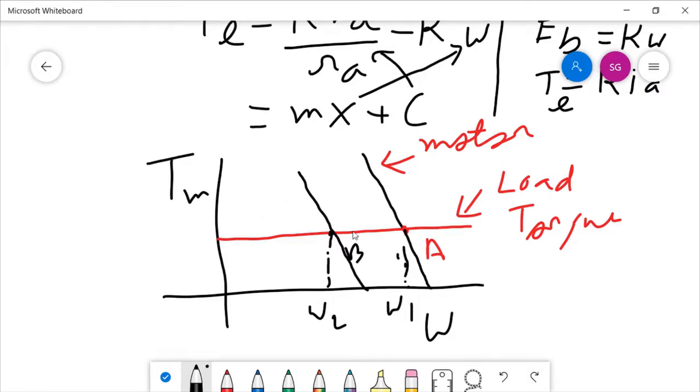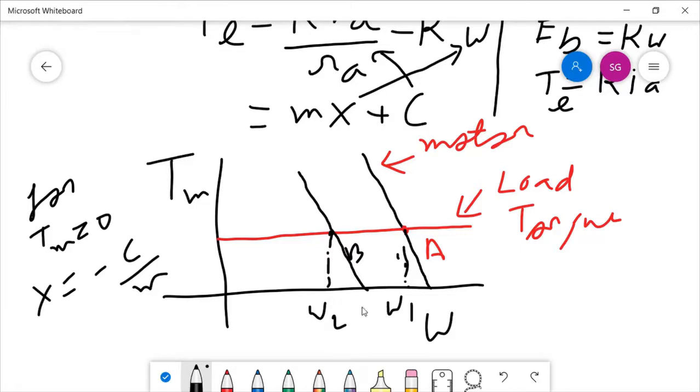How can we shift it? We need to vary this C, because the intersection point depends upon the M and C values. At this line, the torque will be 0. So for torque equal to 0, X is equal to minus C by M. This point depends upon the value of C and M.